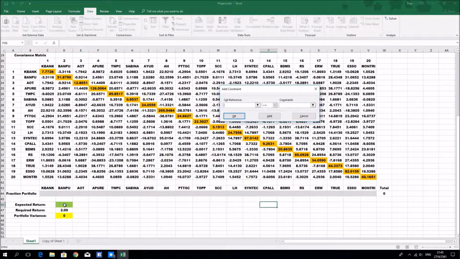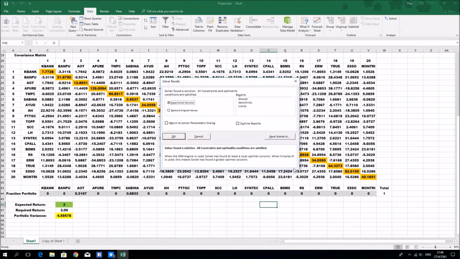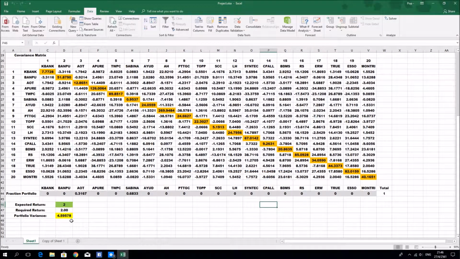constraints that the expected return should be greater than or equal to the required return, and the sum of the fraction portfolio should equal 1. And now our solver is set. We just hit solve, then we get the answer of 4.595 as our variance.